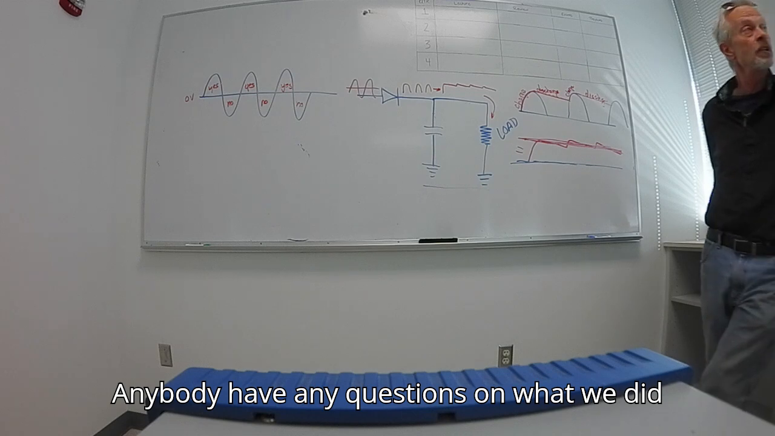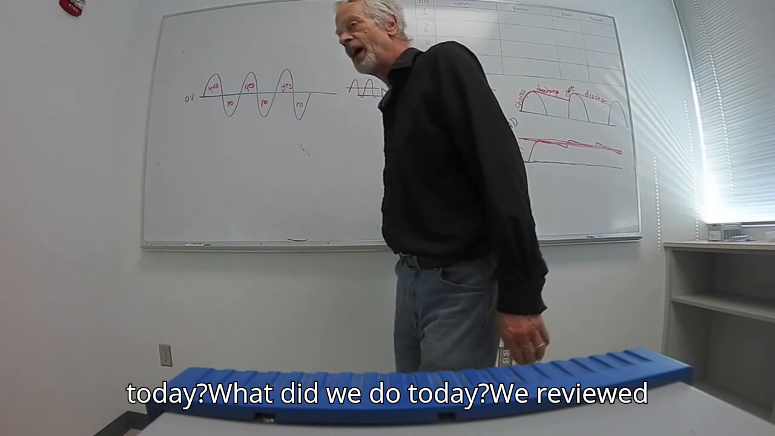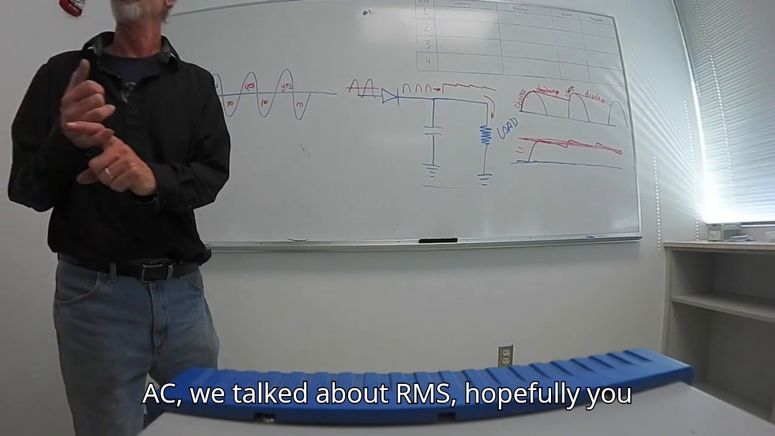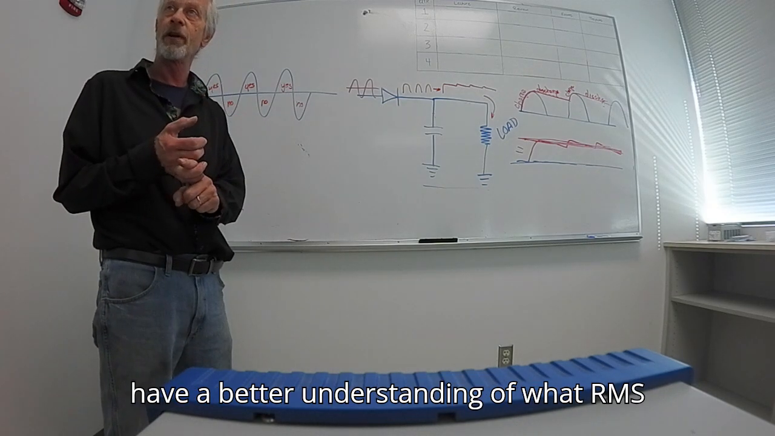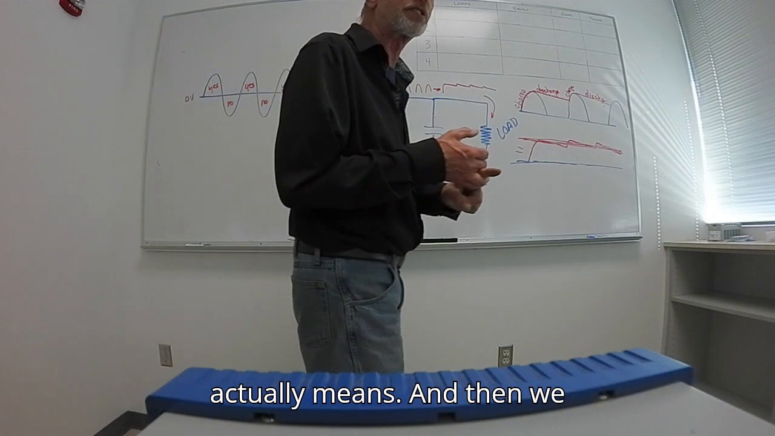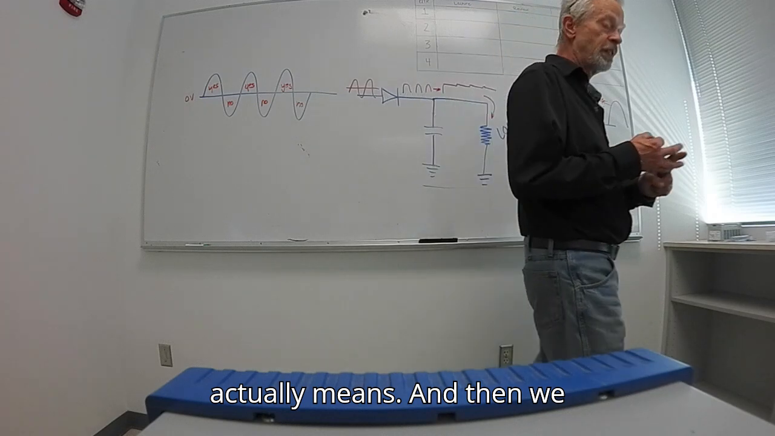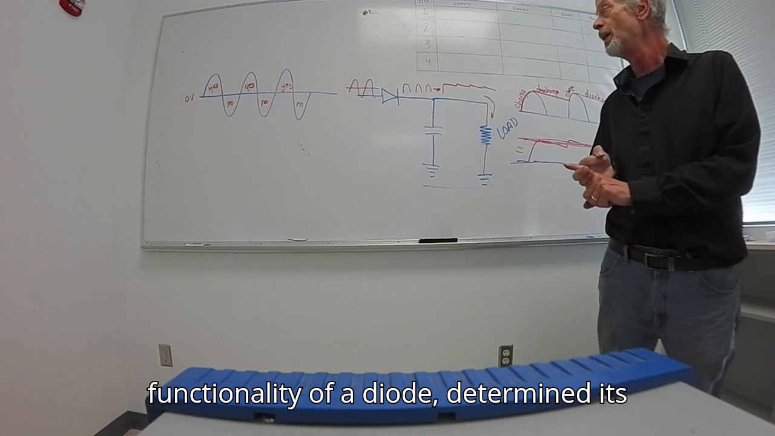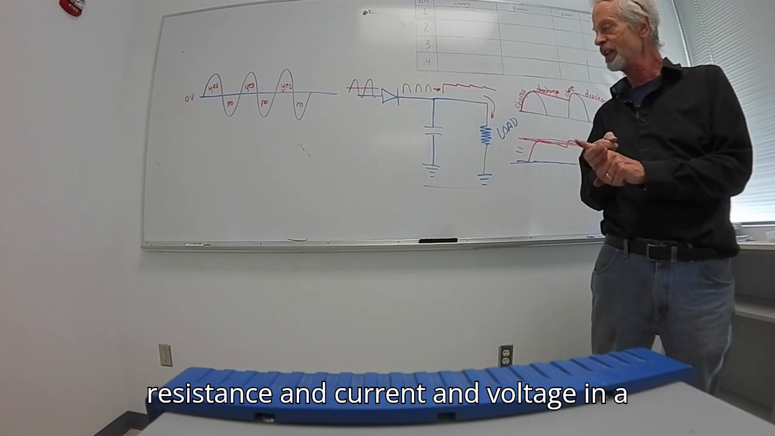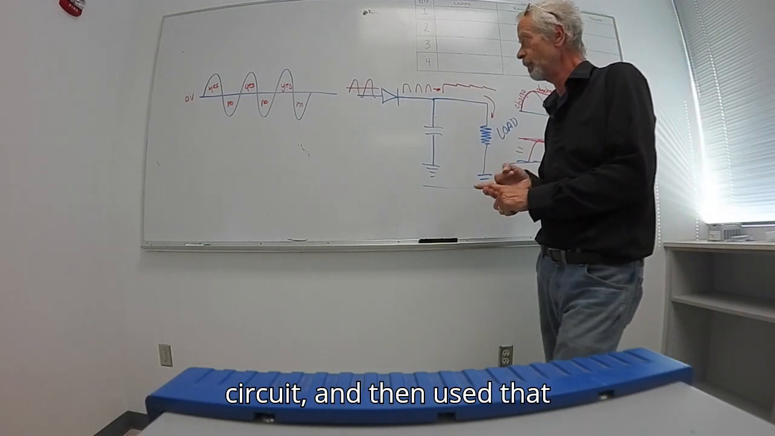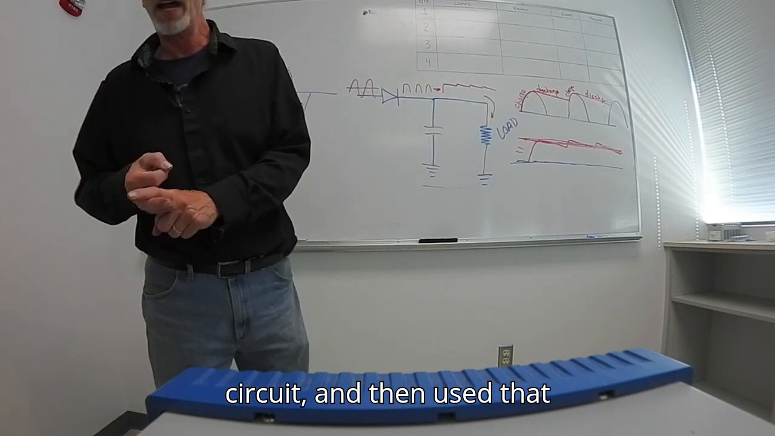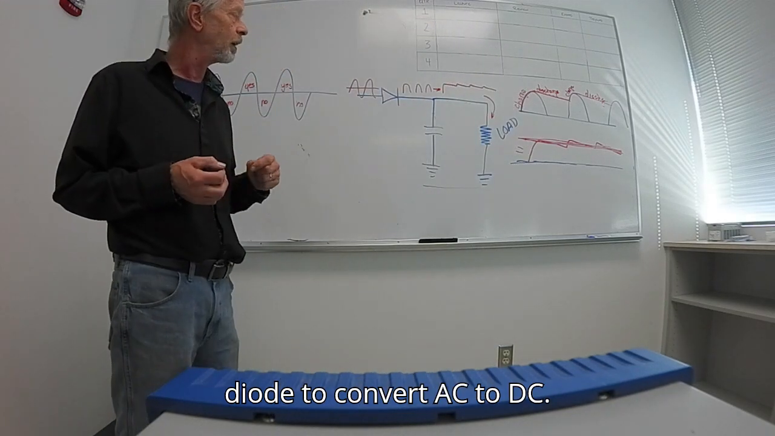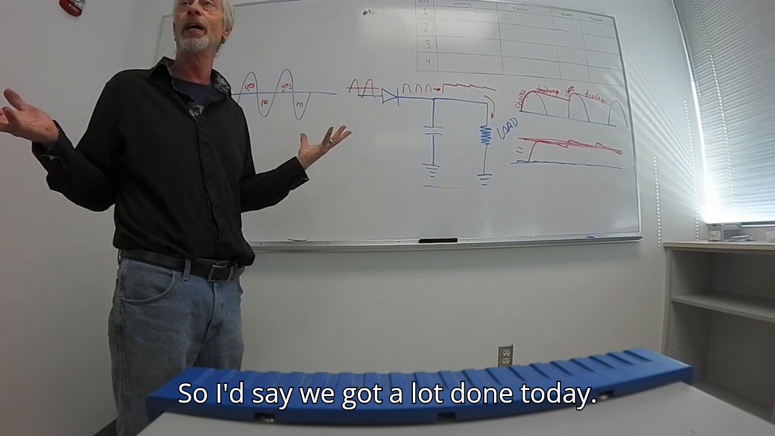Anybody have any questions on what we did today? What did we do today? We reviewed AC. We talked about RMS. Hopefully you have a better understanding of what RMS actually means. And then we got into diodes. We established the basic functionality of a diode, determined its resistance and current and voltage in a circuit, and then used that diode to convert AC to DC. So I'd say we got a lot done today.